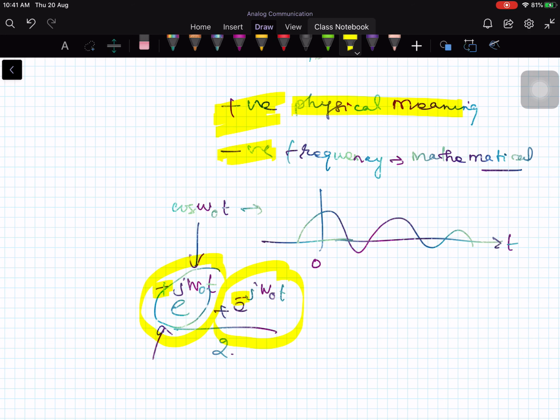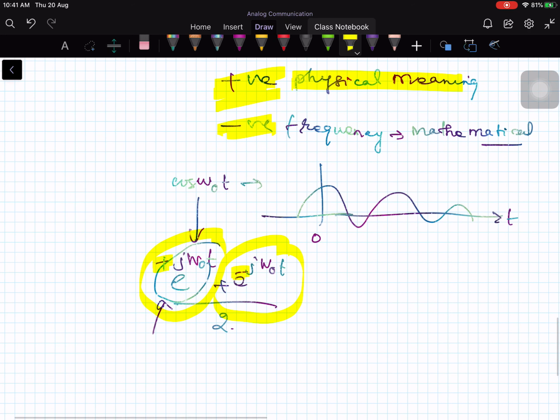So therefore, for real signals, we will have both positive frequency as well as negative frequency. Positive frequency means number of cycles per second, and we have all physical interpretations. But for negative frequency, there is no physical interpretation, only mathematical representation, that's it. Without that, you cannot come back to the original real signal. That's the purpose for which we are using this.